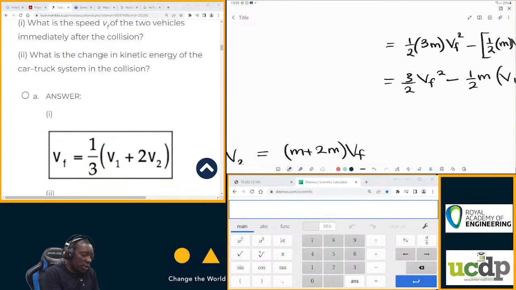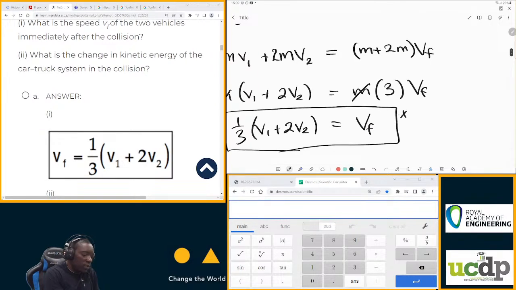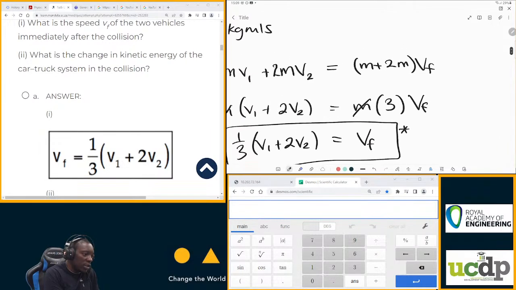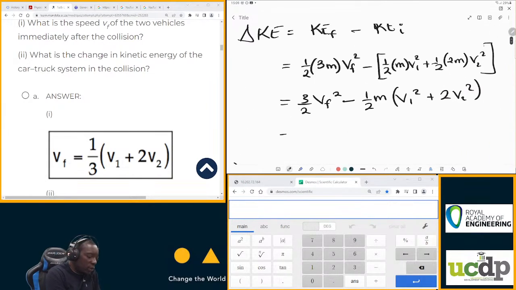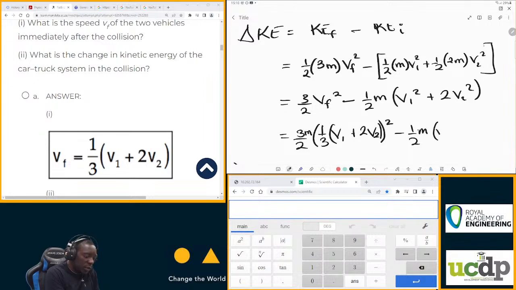So now substituting for Vf, which we found in the previous expression, the one that's showing on the screen right now, we have 3/2 m, Vf is 1/3 (V1 plus 2 V2), and this whole thing is squared, right? So the 1/3 (V1 plus 2 V2) is squared, minus half 3m, so this is 3m minus half m V1 squared plus 2 V2 squared.